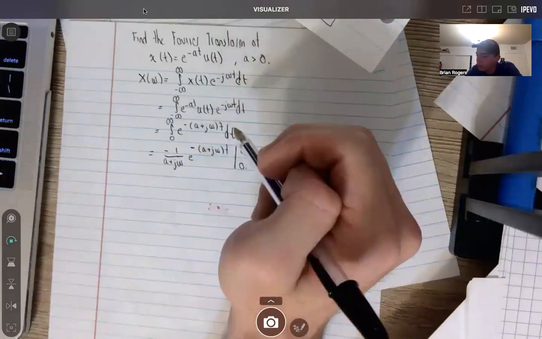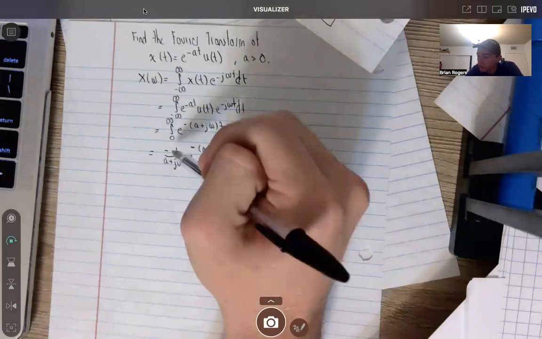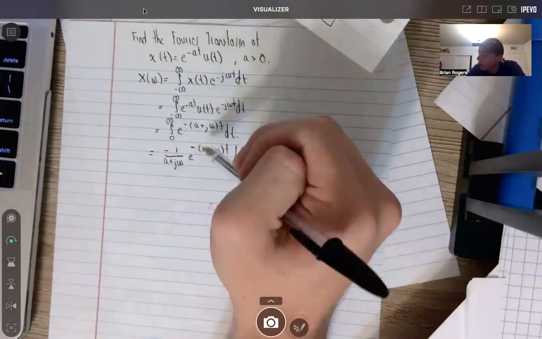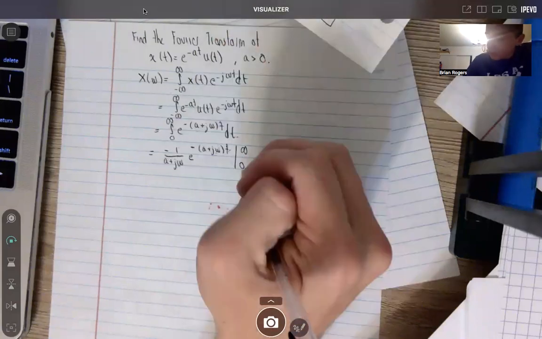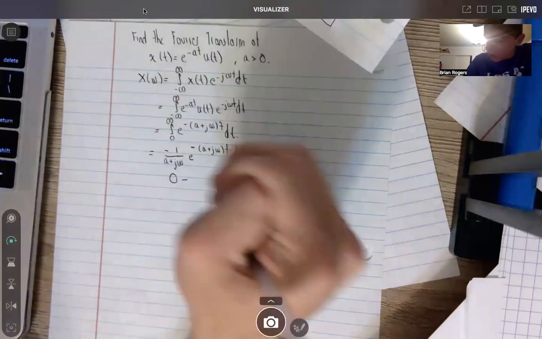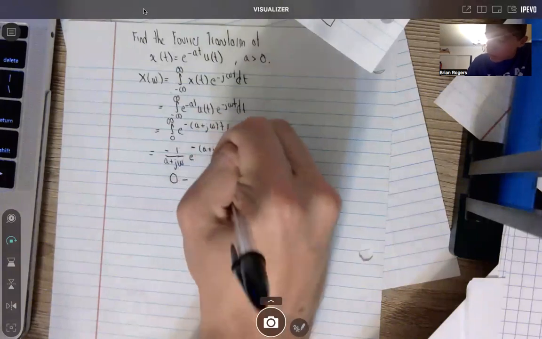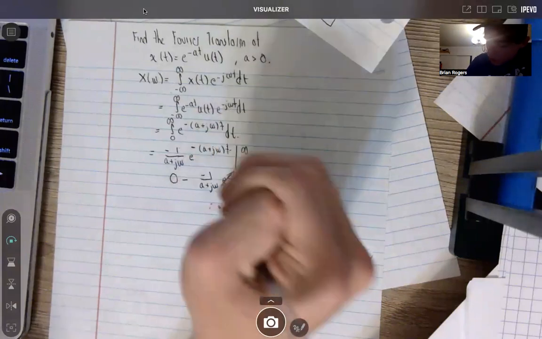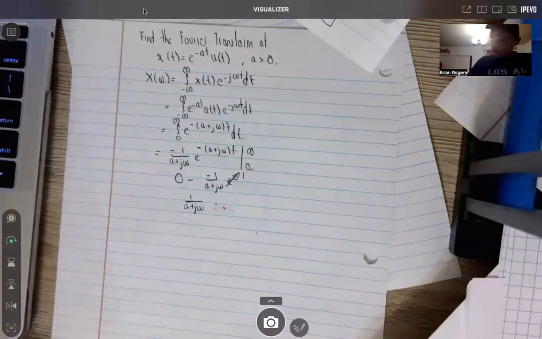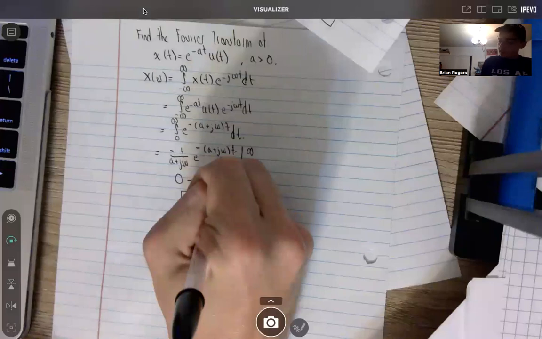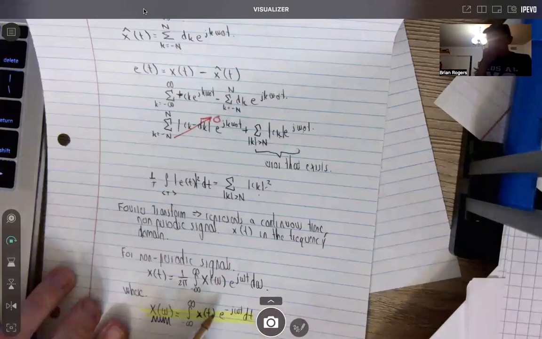But then when we have 0 plugged in for t, it's going to be negative 1 over a plus j omega e to the 0, which is 1. So this would be 0 minus negative 1 over a plus j omega e to the 0, which goes to 1. So it would be just 1 over a plus j omega. There you go, and that would be the Fourier transform. So it's literally just this integral, which is nice. And just be careful with the e to the negative j omega t.